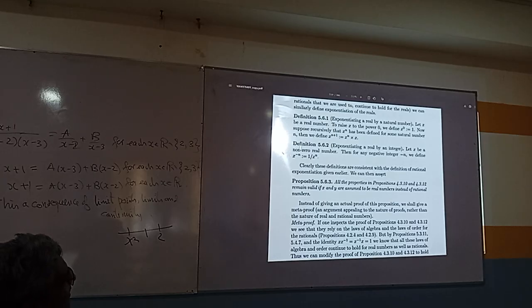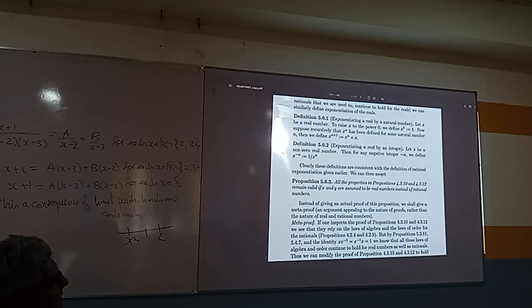Or for some natural number n, then we define x to the n plus 1 is equal to x to the n times x. That's how we define. In other words, in our language, he says x to the 0 is 1. He is going to use induction. Suppose we know the meaning of x to the n for some integer n, including 0 actually, then x to the n plus 1 is x to the n times x.